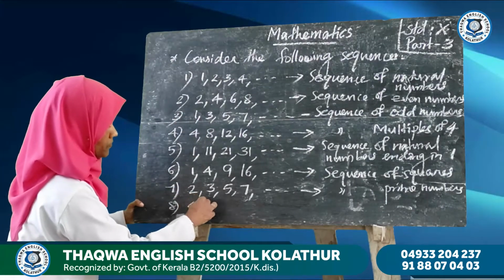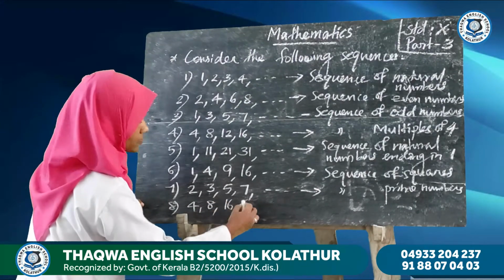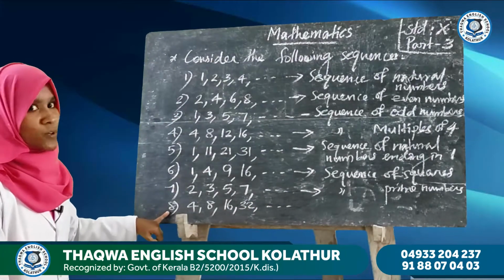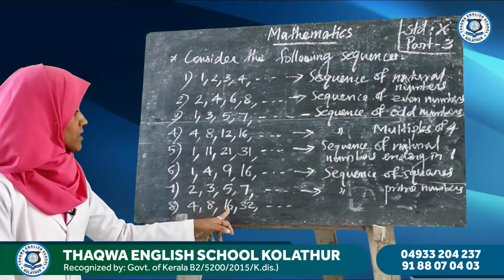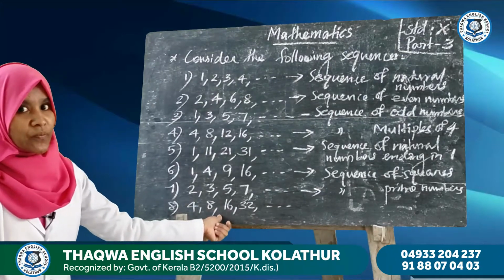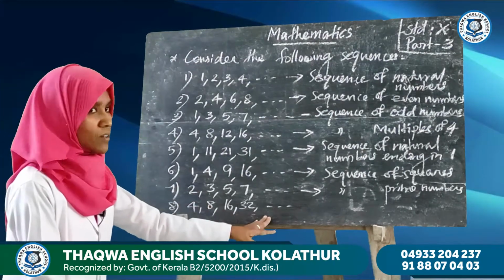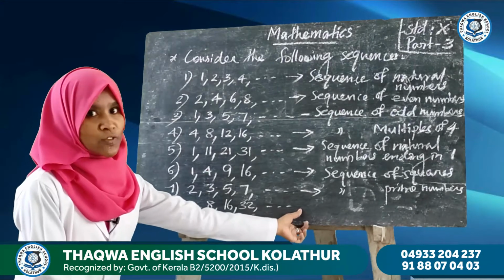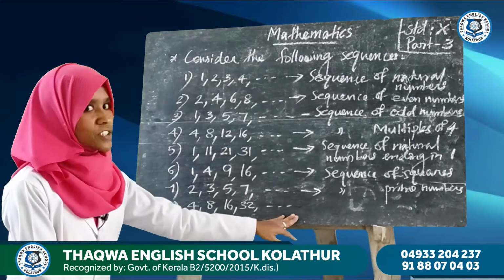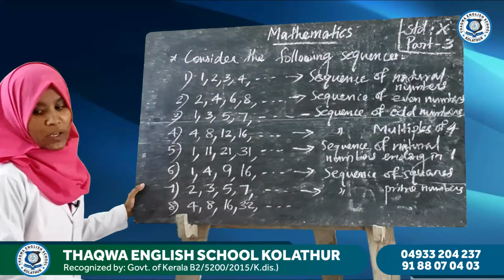Next: 4, 8, 16, 32, etc. One more sequence: 4, 8, 16, 32, etc. Is this a sequence? Yes. Why? We can find out the other terms of this sequence. There is a common rule for writing this sequence.